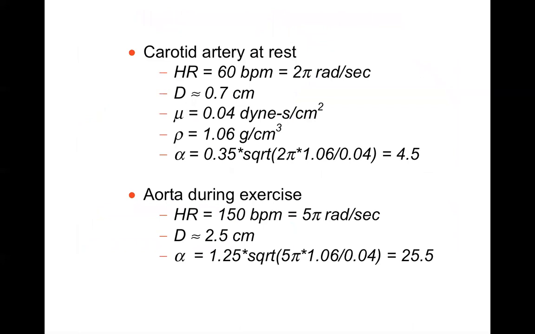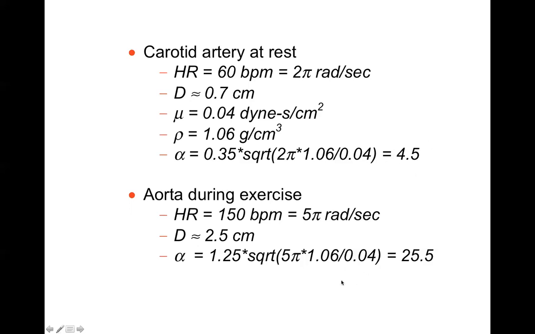So if you look at the carotid artery at rest, standard heart rate of 60 beats per minute, you look at the diameter, normal viscosity and density of blood, we calculate alpha, r root omega over nu, and we end up with a Womersley number of about 4.5, so that's fairly low. Now, if we look at the aorta during exercise, we have a larger vessel, so a larger radius, and a higher frequency, higher heart rate. If we now calculate alpha, we get a Womersley number of about 25. And so that's going to have a much different characteristic than the flow in the carotid at rest.